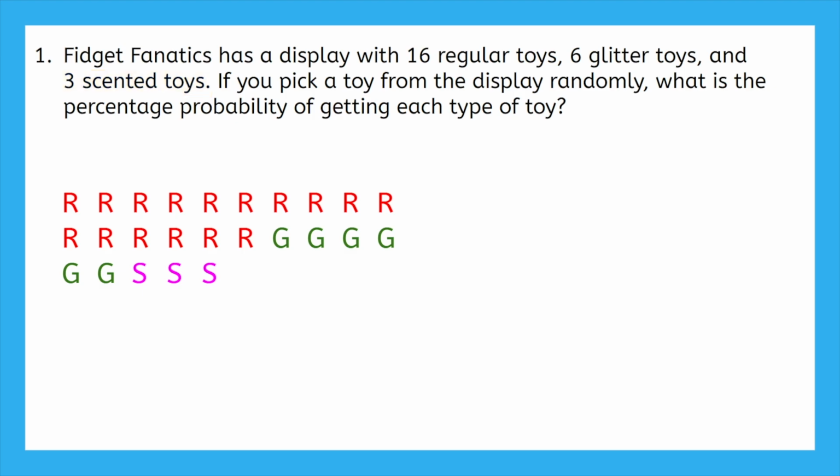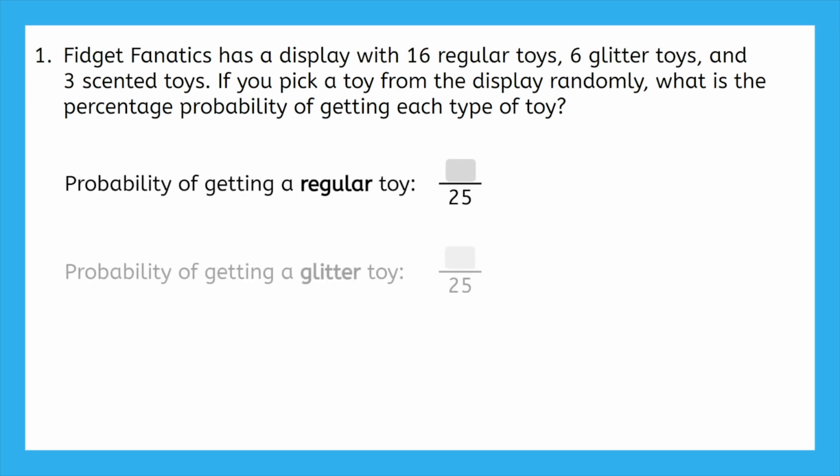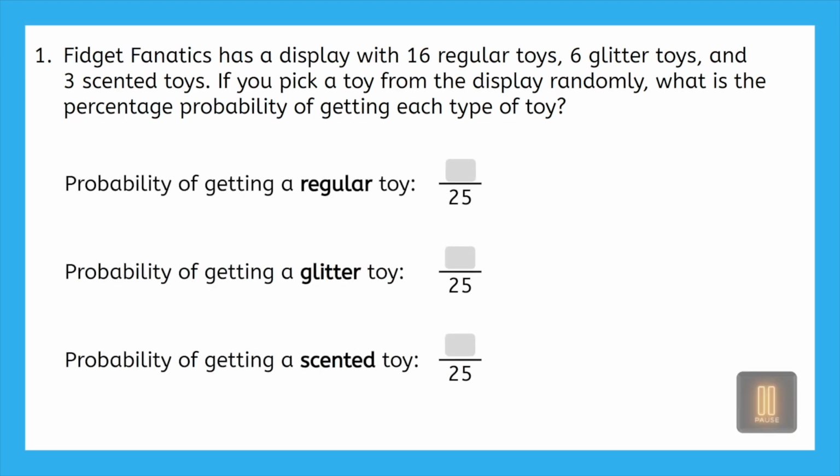How many total possible toys are there? We can count them up to see that there are 25 total toys. You can also get this total without a visual by just adding together 16 regular toys plus 6 glitter toys plus 3 scented toys to get a total of 25. Now that we've determined what the whole is, pause the video here to find the probability of getting each type of toy as a fraction out of 25.